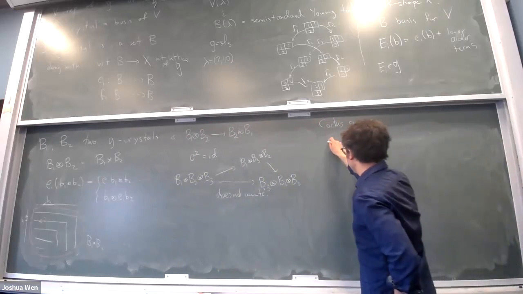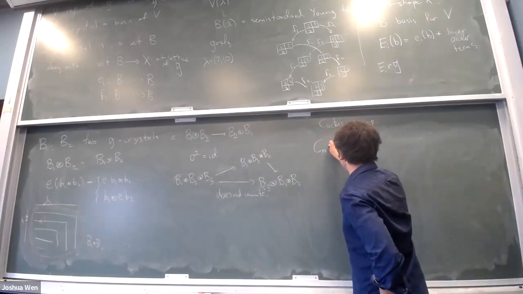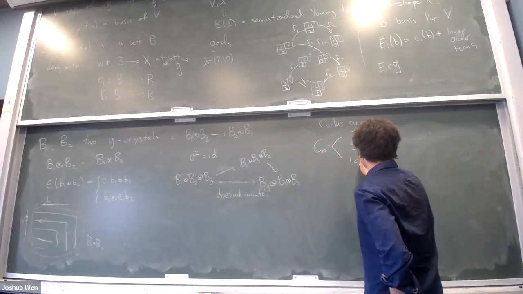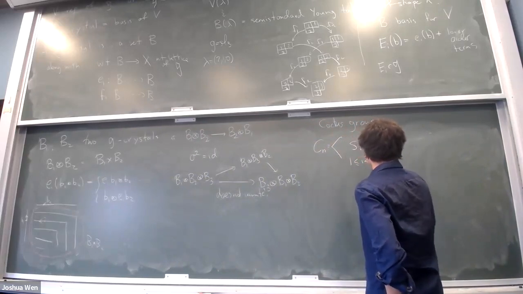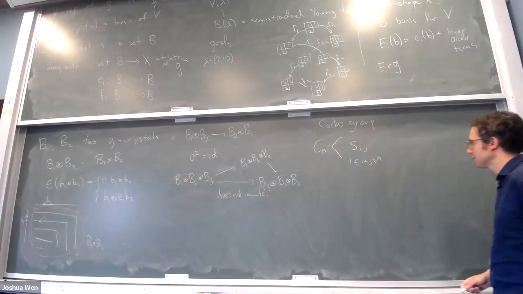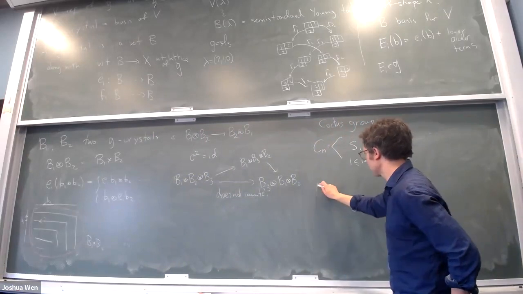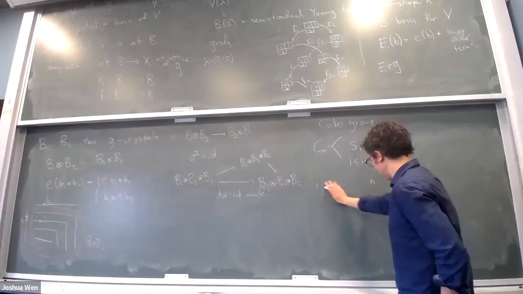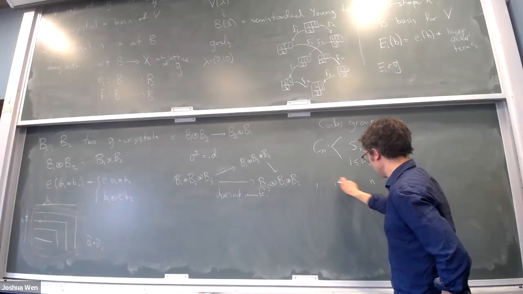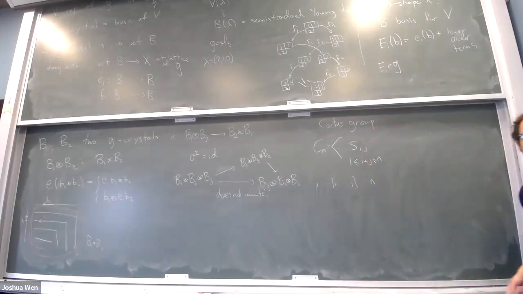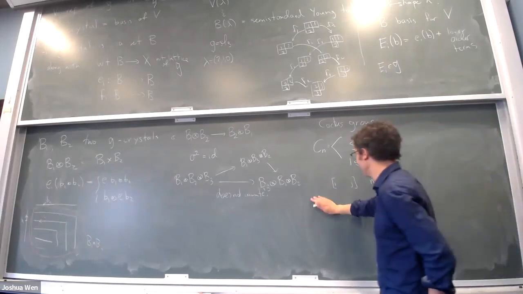It has generators, I'll call it Cn. It has generators Sij, where i and j are between 1 and n, and i is smaller than j. You should think of the numbers 1 up to n, and of this generator as being associated to an interval inside of this sequence of integers.